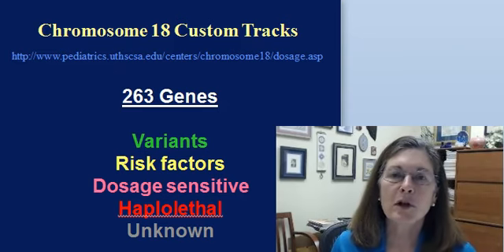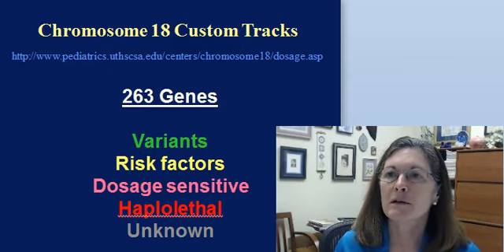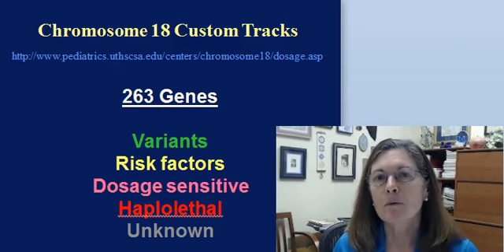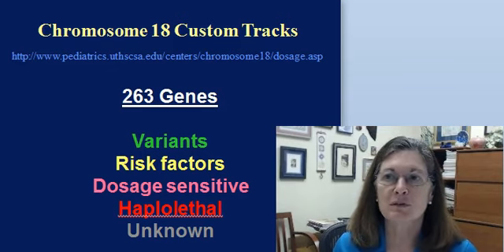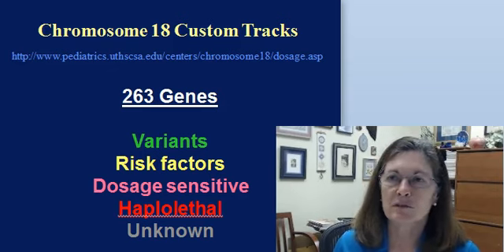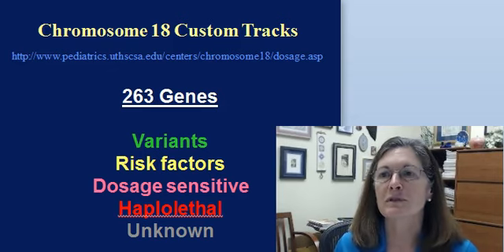And we have color-coded our information in our gene dosage tracks, in the following colors. There are 263 genes in total on chromosome 18. The ones color-coded green are considered variants, by which we mean they're not associated with a gene dosage issue. A gene associated with a recessive condition, for example, would be color-coded green. It's not relevant for gene dosage.